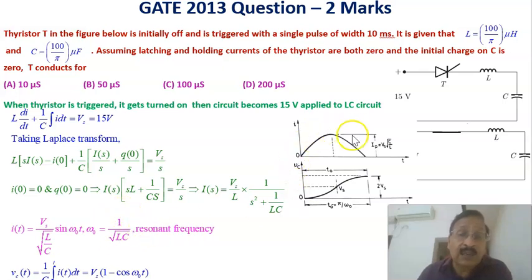Therefore, this is the sinusoidal current waveform, and this is the duration for which the current is flowing through this LC circuit. At this point the current reduces to 0 and the device gets turned off. The question is: what is the duration for which this thyristor is conducting? The equation for this duration is given by pi by omega naught, where omega naught is the resonant frequency, equal to 1 by root of LC.